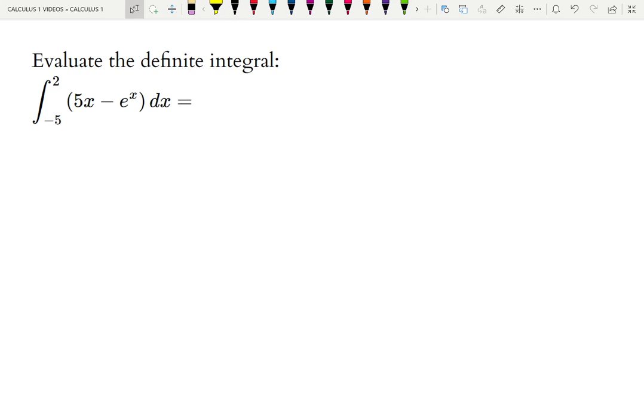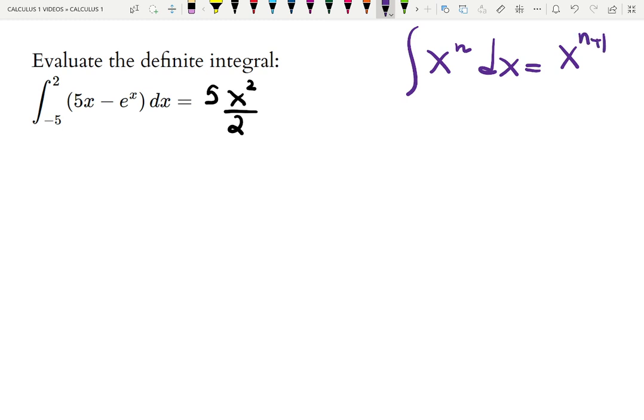Let's evaluate the definite integral from minus 5 to 2 of 5x minus e to the x dx. We're first going to integrate 5x. 5x becomes 5x squared over 2, based on the power rule, or basically the reversed power rule: x to the n, when integrated, becomes x to the n plus 1 over n plus 1.